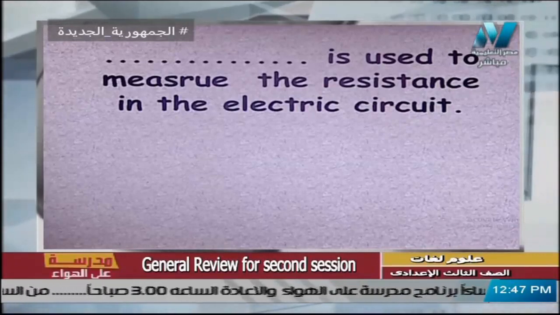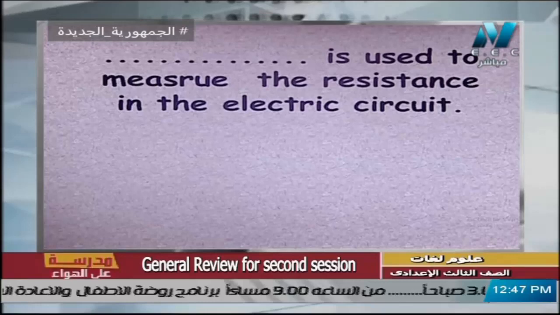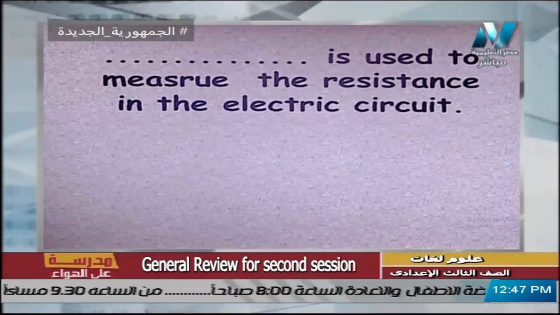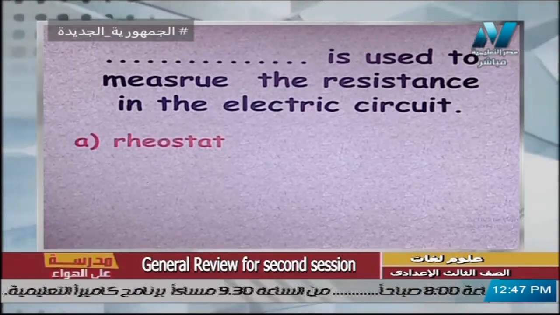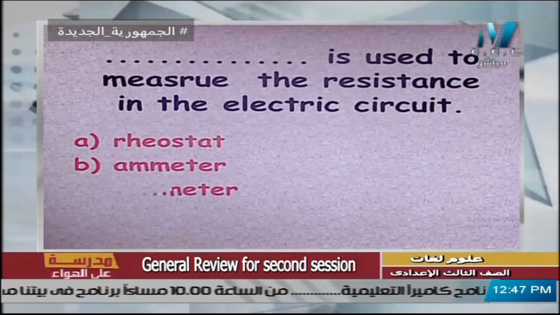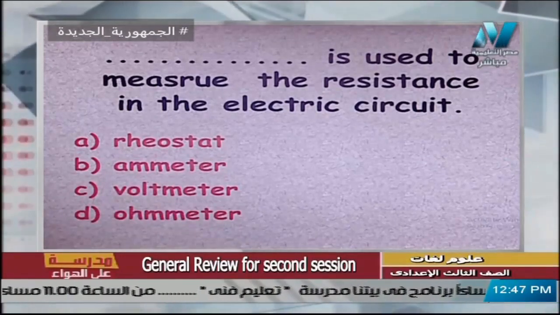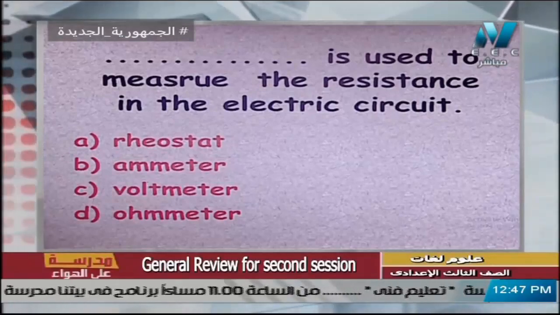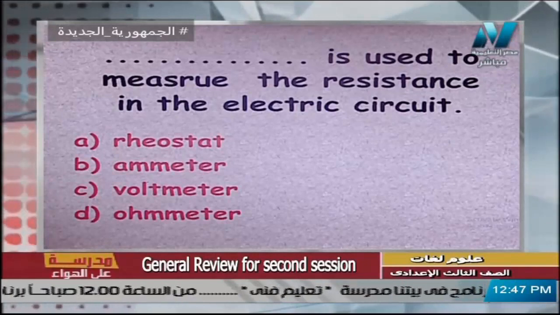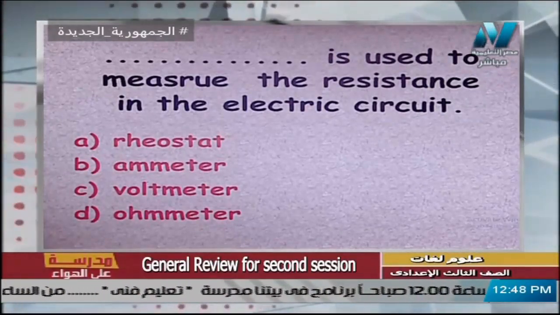Point is used to measure the resistance in the electric circuit. مين هو اللي هيقيس الريزيستنس؟ Sure, it will be the rheostat, ammeter, voltmeter or ohmmeter. هنا بقول يقيس الريزيستنس، يبقى أكيد هيكون ohmmeter. Ohmmeter is used to measure the resistance in the electric circuit.